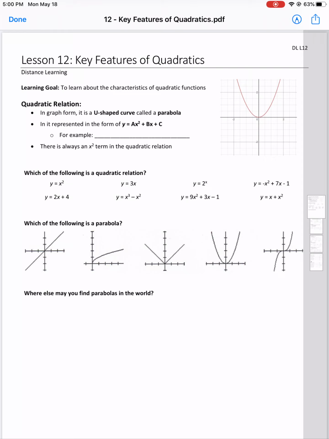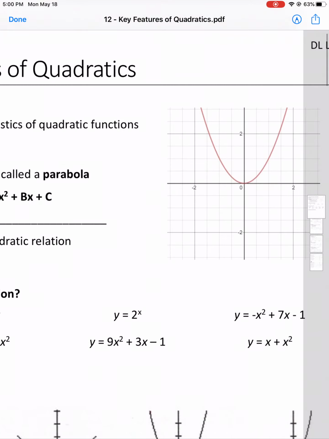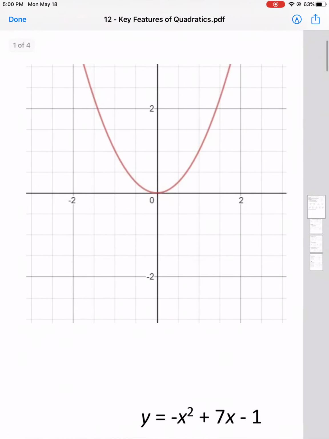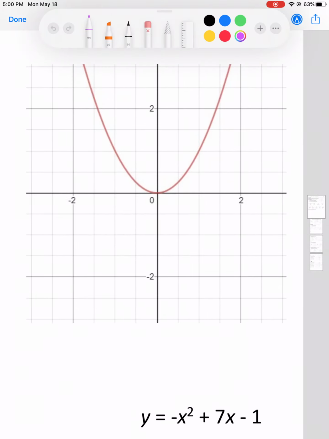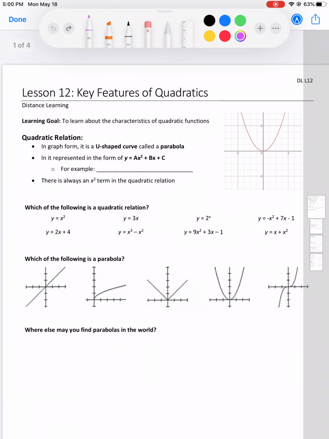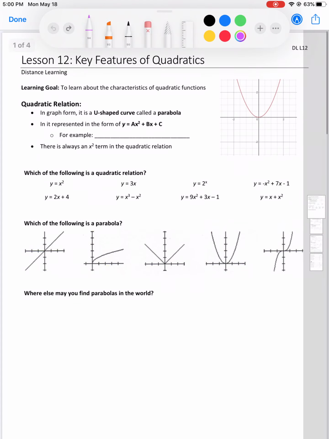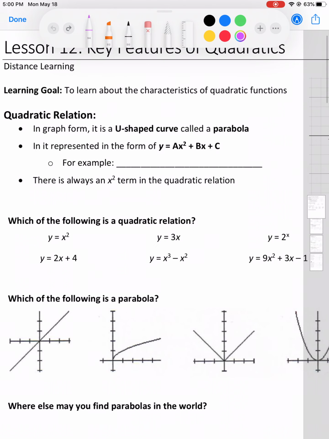Let's get started. So a quadratic relation in graph form is U-shaped and it is called a parabola. So we went over that last note, okay? So it's this U-shaped guy right here, right? This is a parabola, it's not a straight line. It is represented, apologies, I should fix that, in the form y is equal to ax squared plus bx plus c.